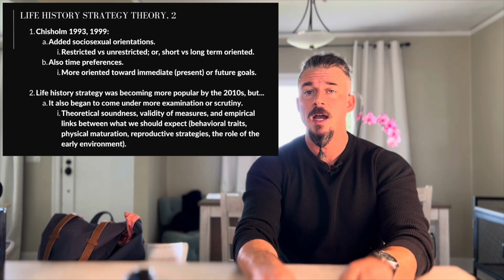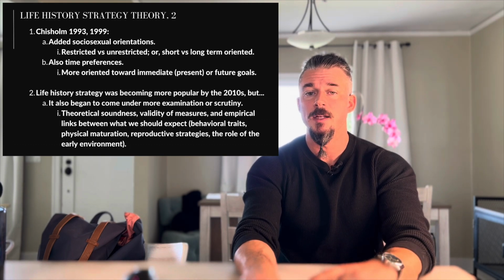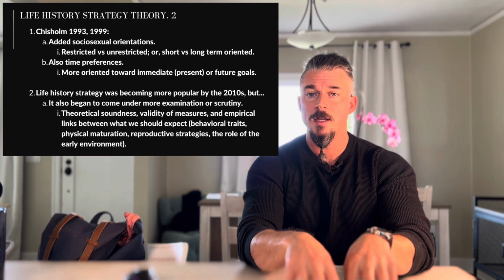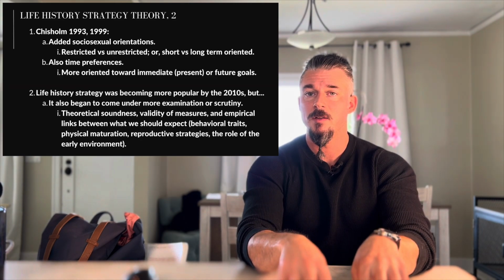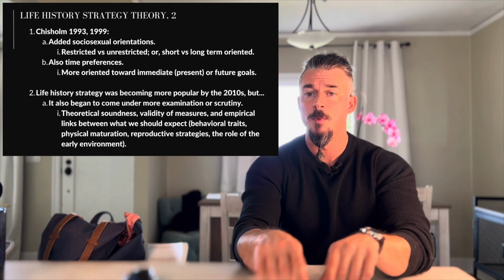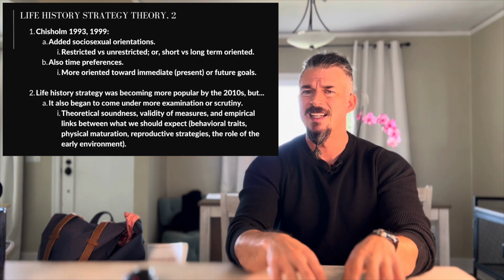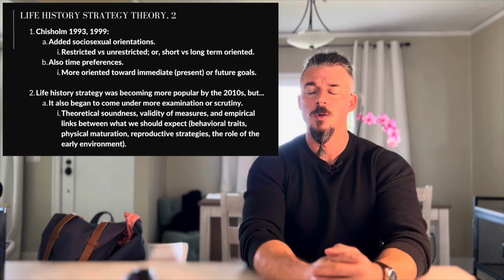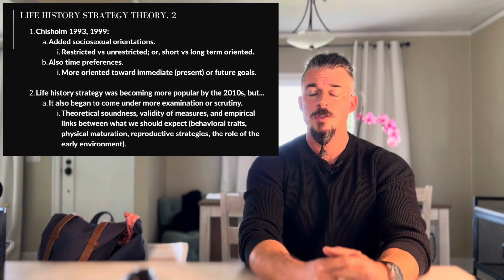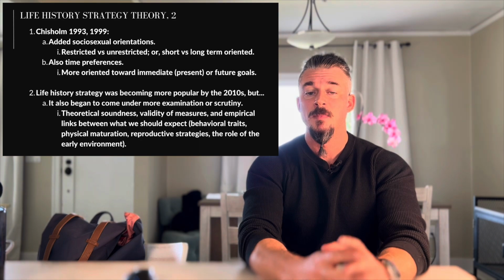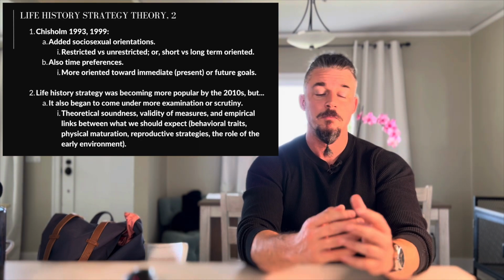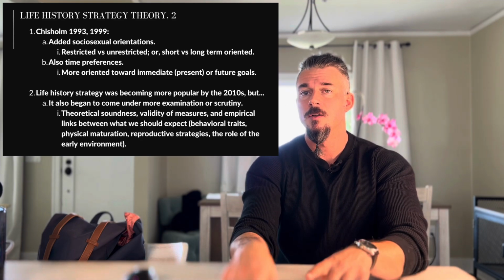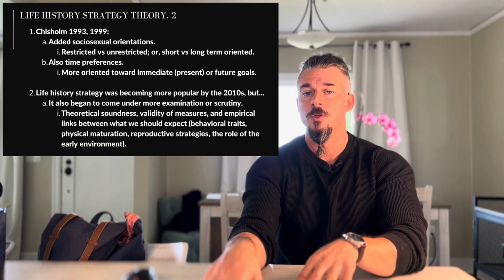And as well, time preferences, okay? So outside of the mating domain. Are people more oriented toward immediate goals, like I want it right now, right? Inability to delay gratification, taking risks to get something in the moment, or future goals. Do they delay gratification, that sort of thing? Are they oriented toward goals in the future that they're working toward slowly, right? So fast versus slow, we see here. Fast, short-term seekers, present orientation. Slow, long-term oriented toward future goals.